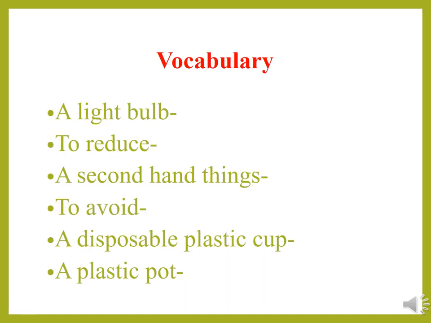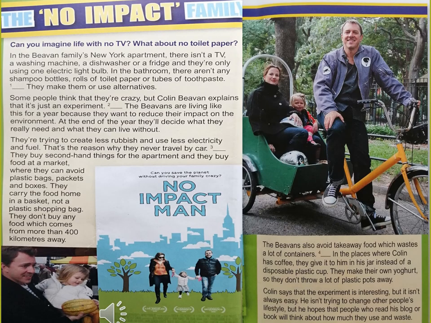And now open your vocabulary and write down our new words. A light bulb. To reduce. Second-hand things. To avoid. A disposable plastic cup. A plastic pot. Date, Unit 1, Reading, Exercise 2.